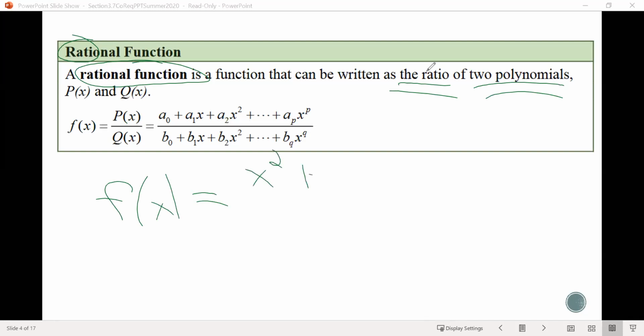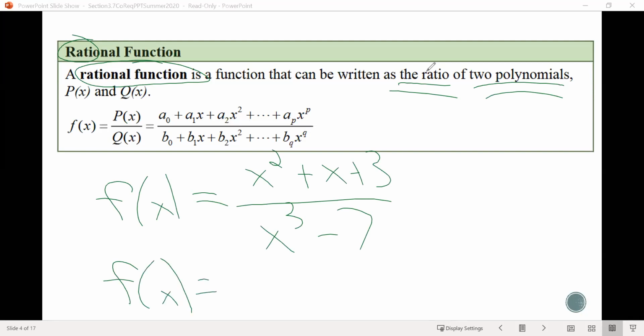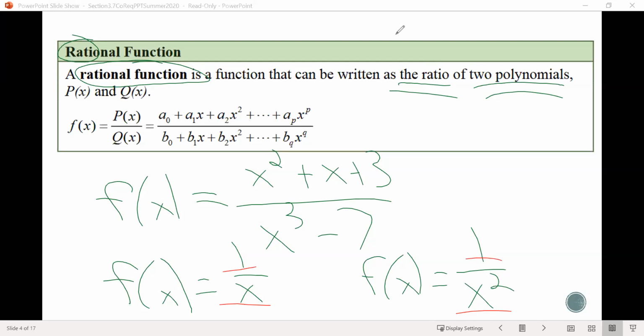So for example, x squared plus x plus 3 over x cubed minus 7. That's a rational function. It's a ratio of two polynomials. In the case of the two we were just looking at, f of x equals 1 over x, and f of x equals 1 over x squared, those are both examples of rational functions. Okay, you can see on the bottom for sure, x and x squared are both polynomials, and then 1, believe it or not, is a polynomial because we can think of that as 1 times x to the 0. Because anything to the 0 power is 1, so 1 times 1 is 1. So those are all the same thing.